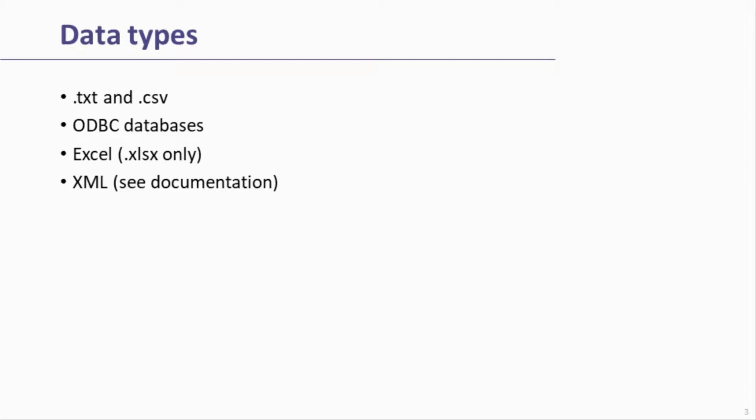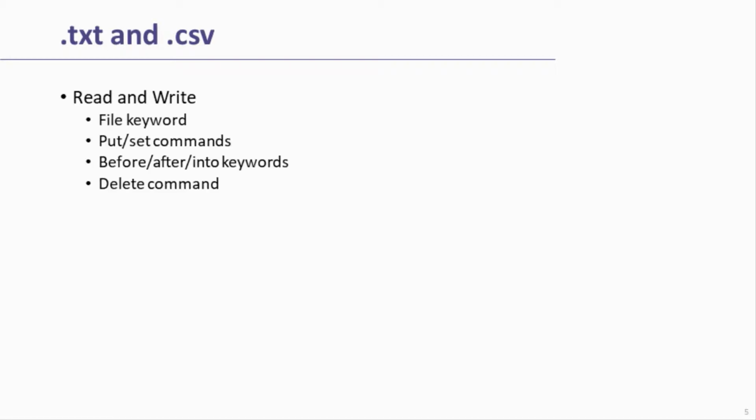This video will discuss Eggplant Functional's support for text, CSV, and Excel files, and ODBC databases. SenseTalk also has support for XML files, which is described in our online documentation. Text and CSV files allow both read and write access. There are a number of commands and keywords, such as the file keyword, that are used when interacting with text and CSV files. When interacting with these file types, the concept of file lines and text items is used.